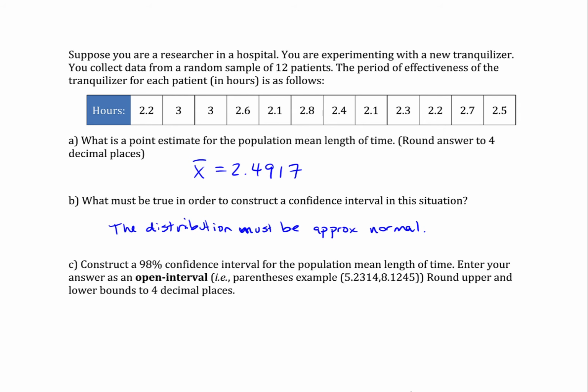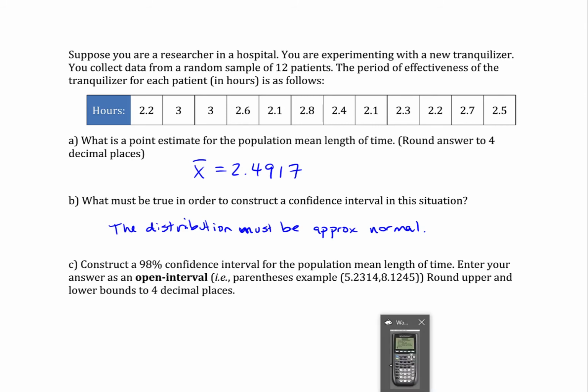Construct a 98% confidence interval for the population mean length of time. Enter your answer as an open interval, so with parentheses, and we'll round our upper and lower bounds to 4 decimal places, although that's a bit strange of an instruction there. You should generally round to the same accuracy as your data. So the data is to 1 decimal. Everything really should be to 1 decimal, but we'll follow the instructions here. That's fine.